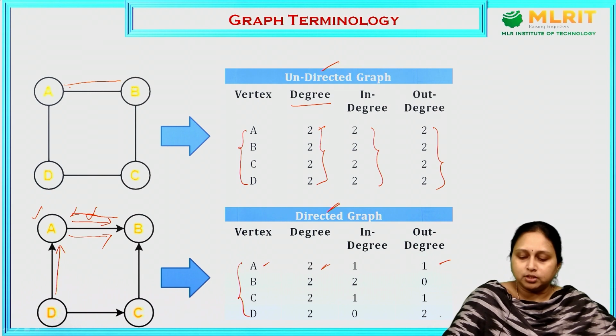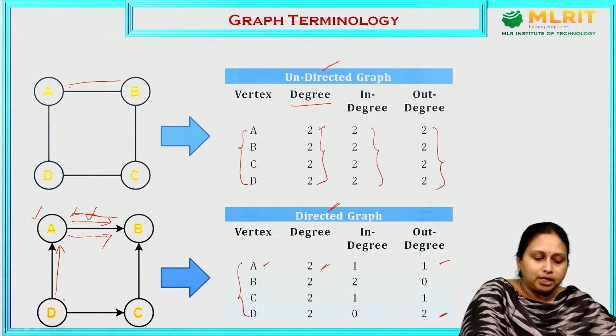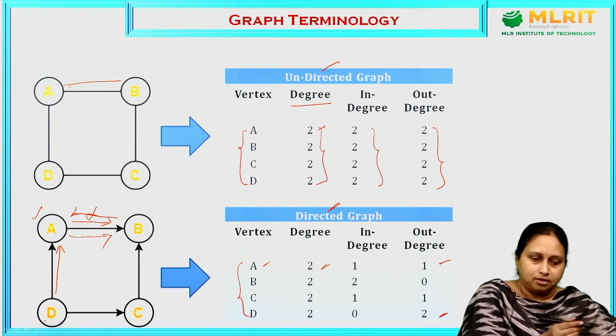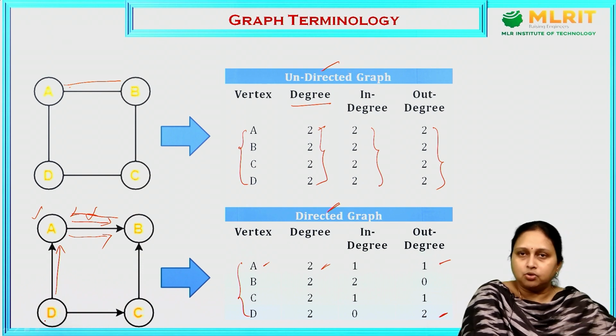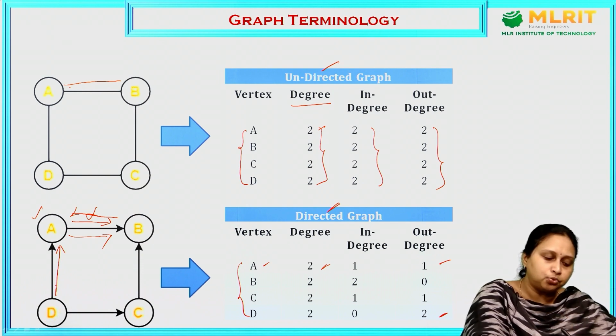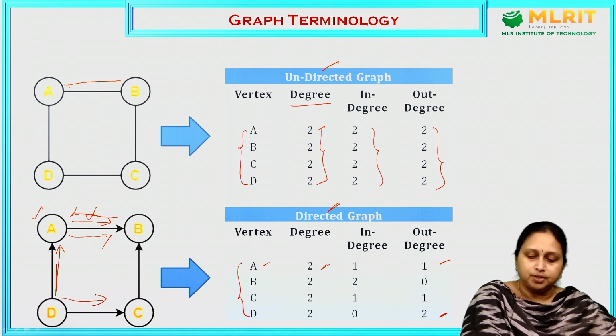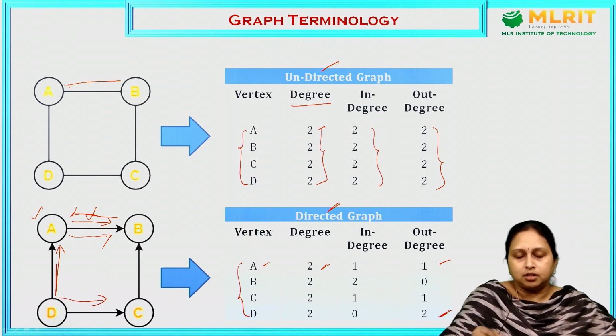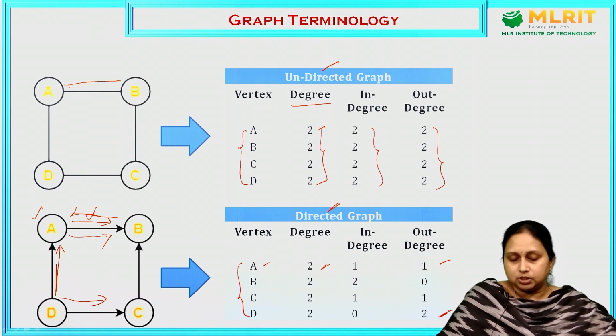Now, check for D. For D, the in degree is 0. You don't have any incoming edge, so it is 0, and the outgoing edges are 2. This is 1 and this is 1, 2. That's why we represent it with 2. And in this way, for directed and undirected graphs, the degrees are going to be different.